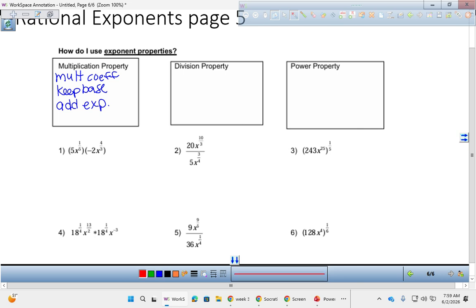Division property, we are going to divide and simplify the coefficients. We are going to keep the base. And multiplication is opposite of division, addition is opposite of subtraction. So we are going to subtract the exponents.